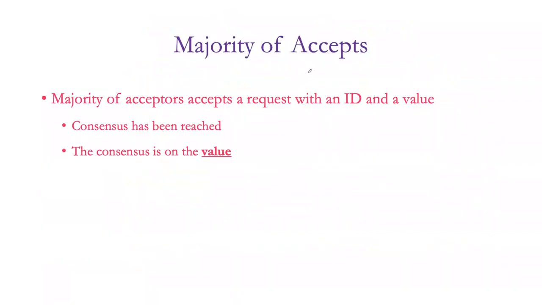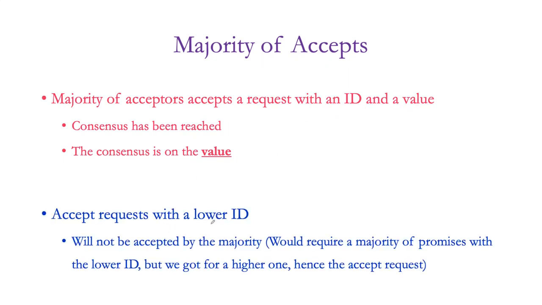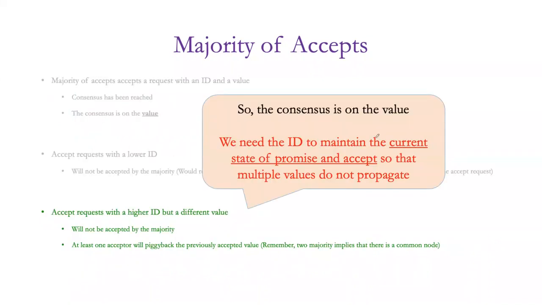If a majority of acceptors accept a request with an ID and a value, then consensus has been reached, and the consensus is on the value. If not, an accept request with a lower ID will not be accepted by the majority of acceptors, because that would require a majority of promises with the lower ID, but we got a higher one, so the accept request is ignored. The consensus is on the value, so we need the ID to maintain the current state of promise and accept, so that multiple values do not propagate in the network. The ID is unique, so it maintains whether it is a previous proposer or a new proposer.